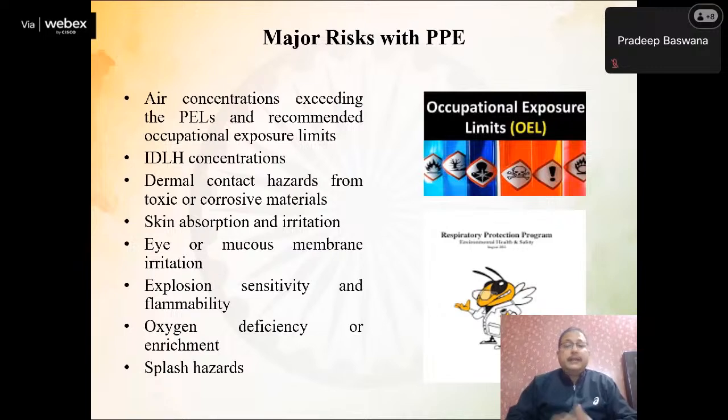So wherever you're using PPE, it can happen to anybody. It is not that you are very fit or have been using it for a long time, but all these things are there which you have to focus upon. Eye irritation is a common thing, and oxygen deficiency and enrichment is a very big concern which we have seen during the utilization of PPE on site. So all these things should be taken into consideration.